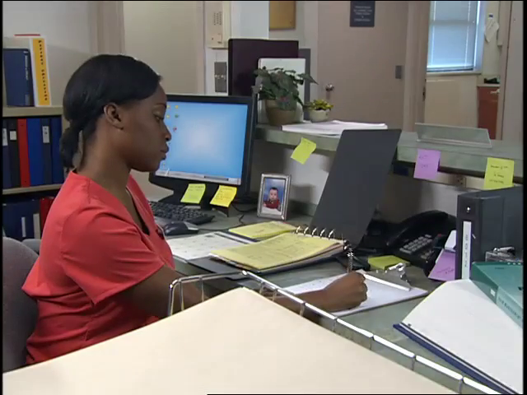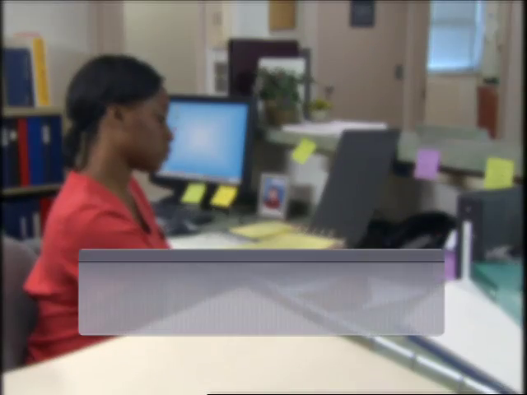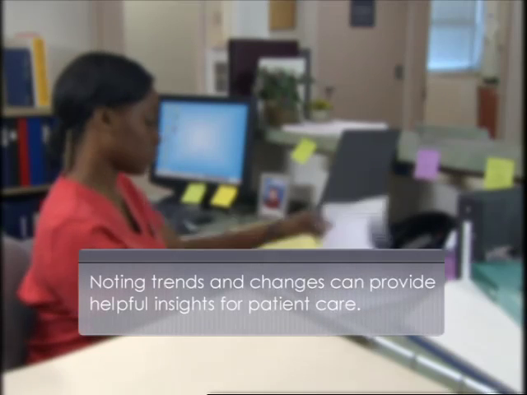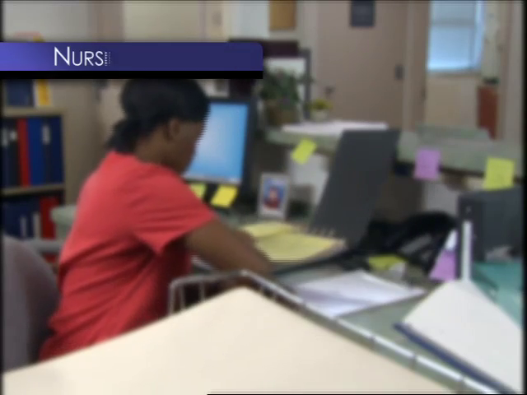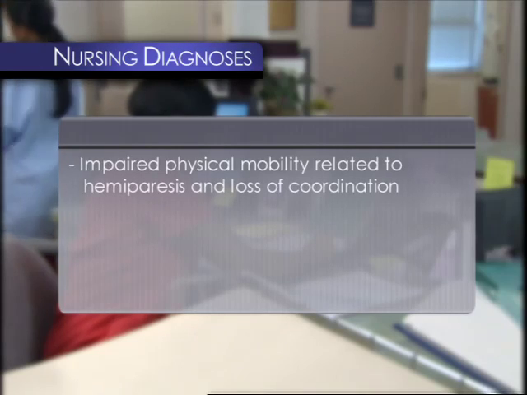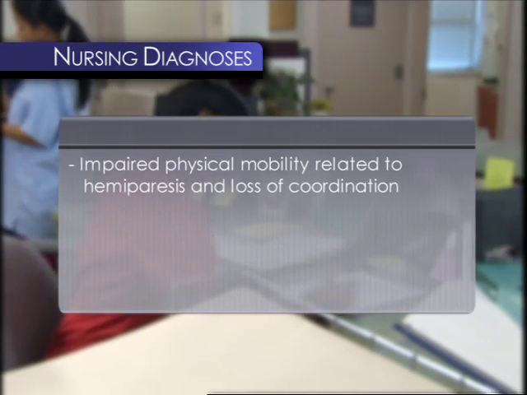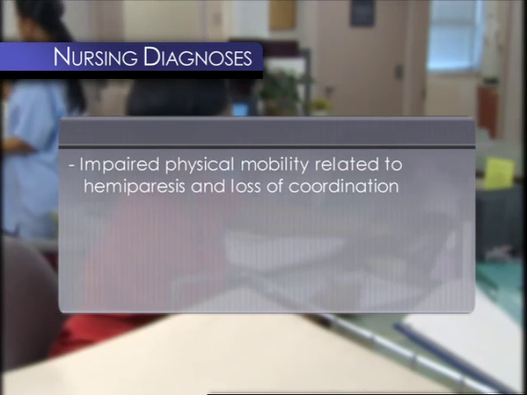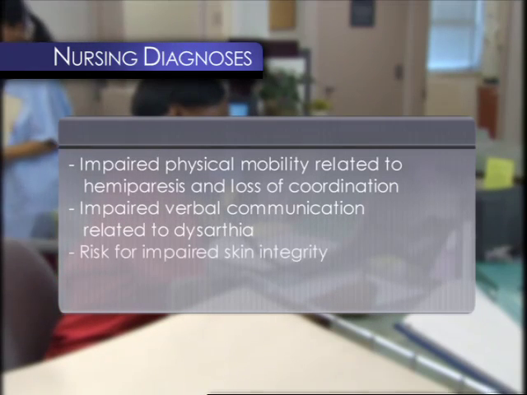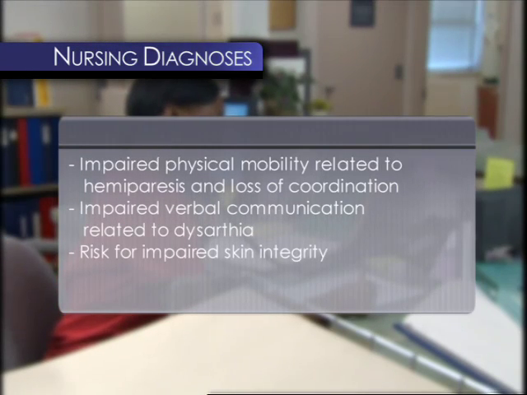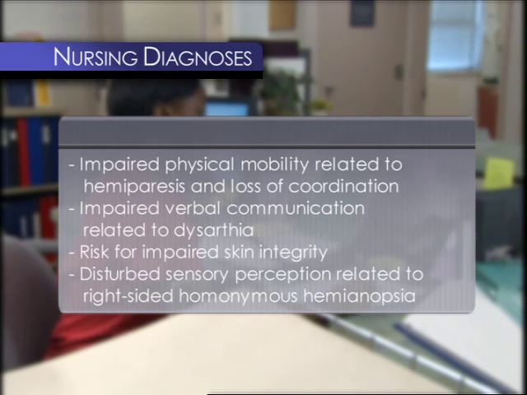When compiling your report, keep in mind that by noting trends from one assessment to the next, you can provide helpful insights for the patient's care. Based on your assessments, the nursing diagnoses for this patient could include impaired physical mobility related to hemiparesis and loss of coordination, impaired verbal communication related to dysarthria, risk for impaired skin integrity, and disturbed sensory perception related to right-sided homonymous hemianopsia.